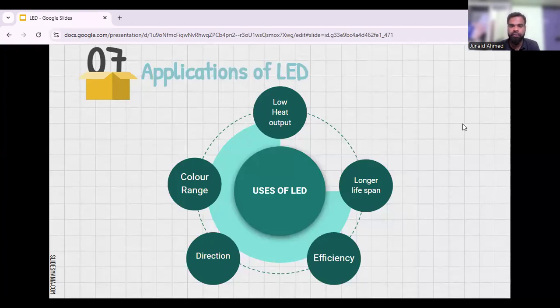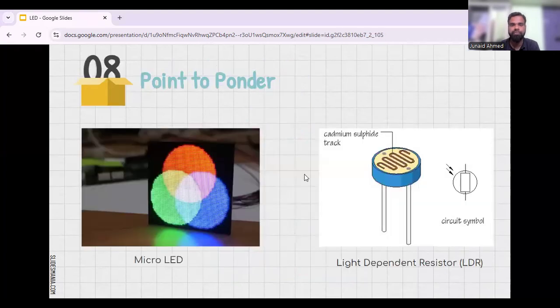Then, a point to ponder. We can make micro LEDs. If LEDs are combined to form red, green, and blue colors, we can make a white color LED, or use them to make a big screen with a combination of LEDs. So it is one of the next levels of this LED.